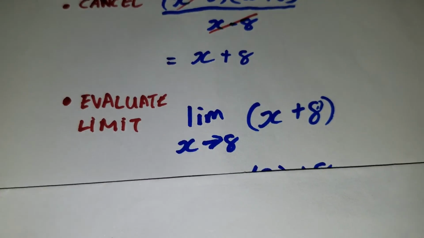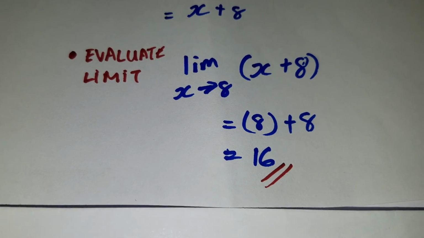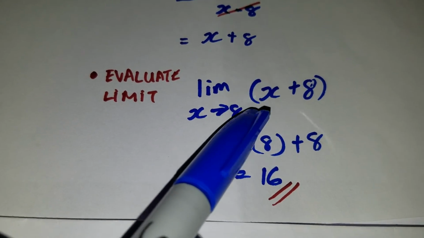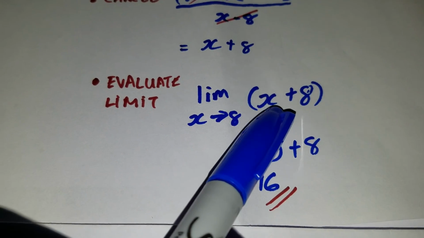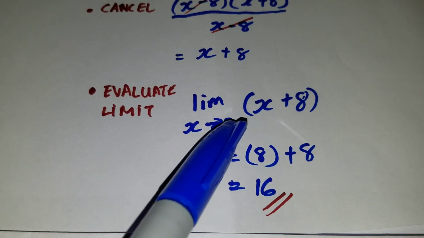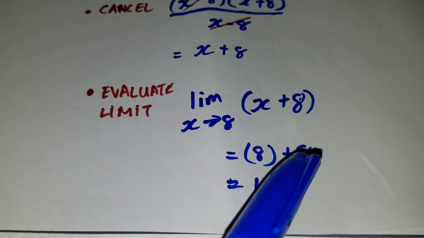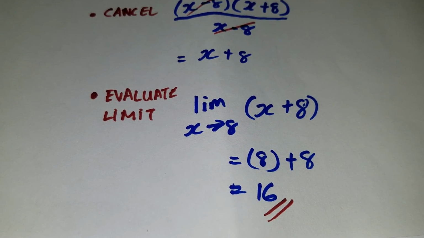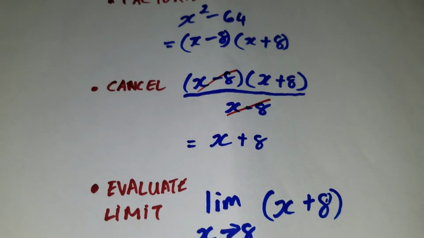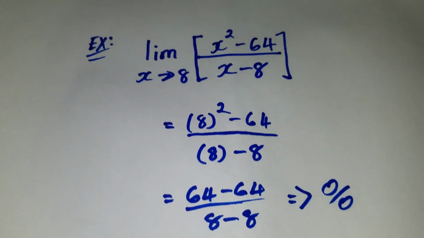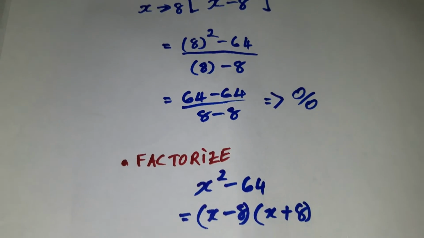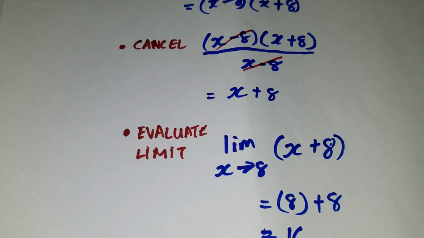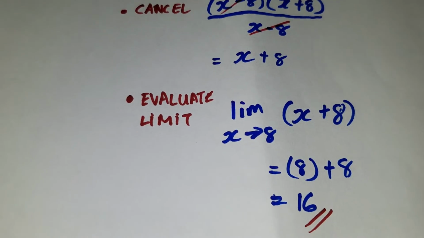So after we cancel, we now just evaluate the limits normally. As we can see, the limit as x approaches 8 of the function x plus 8, we just substitute 8 where x is, and we have 8 plus 8, 16. So therefore, the limit of this function will be 16 after we cancel the 0 causing terms. And this is just another example of how we can work out limits that have indeterminate points in them.